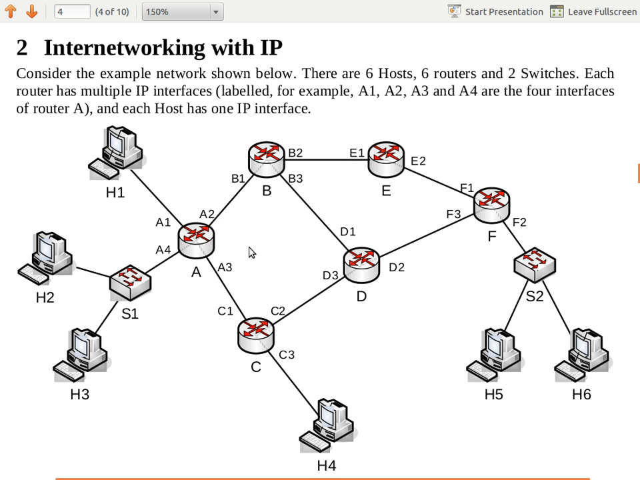Draw some clouds. How many clouds will you draw? Not 6. Count them in here. Here's one subnet. Look at the routers. Router A is attached to 1, 2, 3, 4. Then there's 5, 6, 7, 8, 9, 10, 11 subnets in this case. There are 11 subnets in this internet.